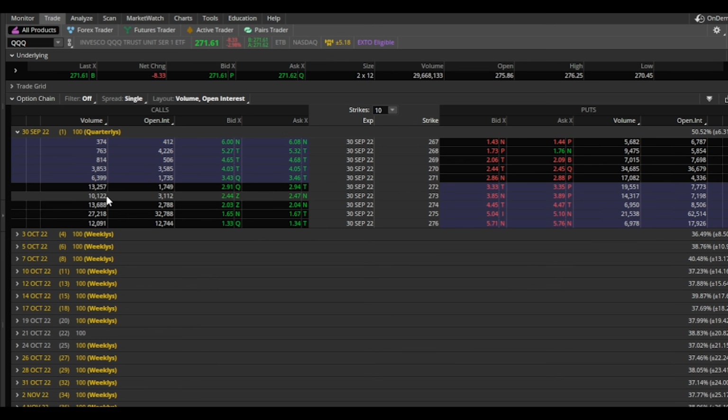Now volume. Honestly, I don't know if I have a good rule of thumb for volume, but I would say 500 or less would be bad. It depends what size you're trading. If you're just trading 10 contracts, you should be all right.